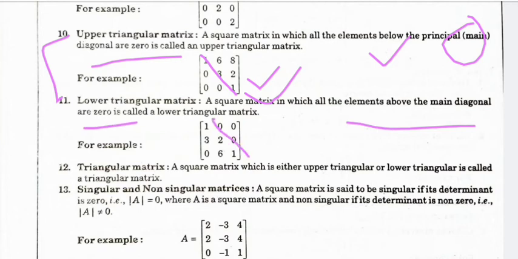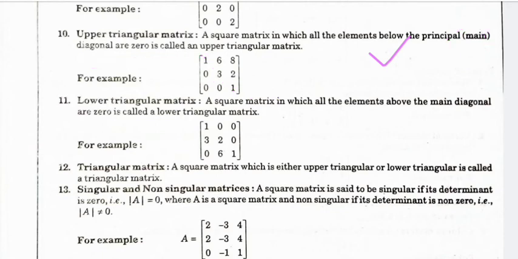So here the main diagonal is this and all the upper elements are 0, so it is called a lower triangular matrix. Now come to the triangular matrix. A triangular matrix is either an upper triangular matrix or a lower triangular matrix.